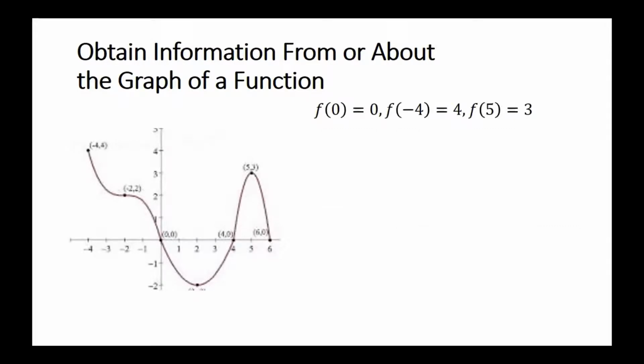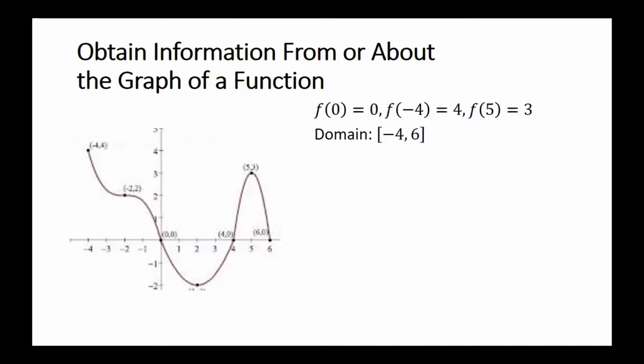So f of 0: when we look for x equal to 0, we find that occurs at the origin. So f of 0 is equal to 0. When x is equal to -4, y is equal to 4. So f of -4 is equal to 4. And when x is equal to 5, then f of x is equal to 3.